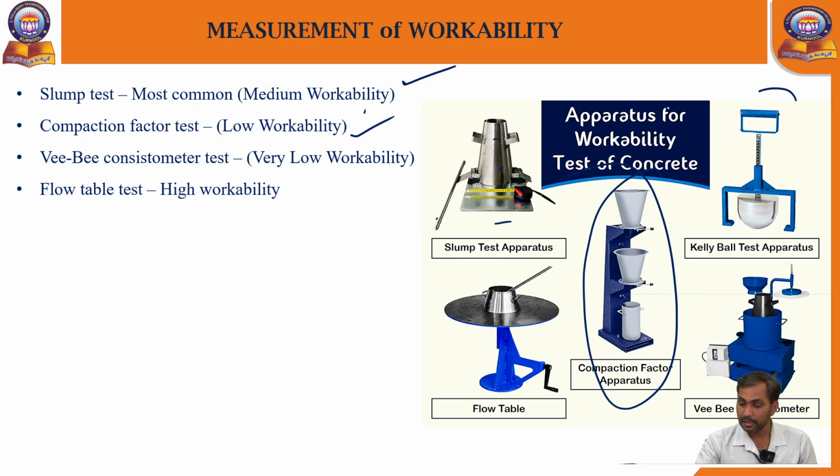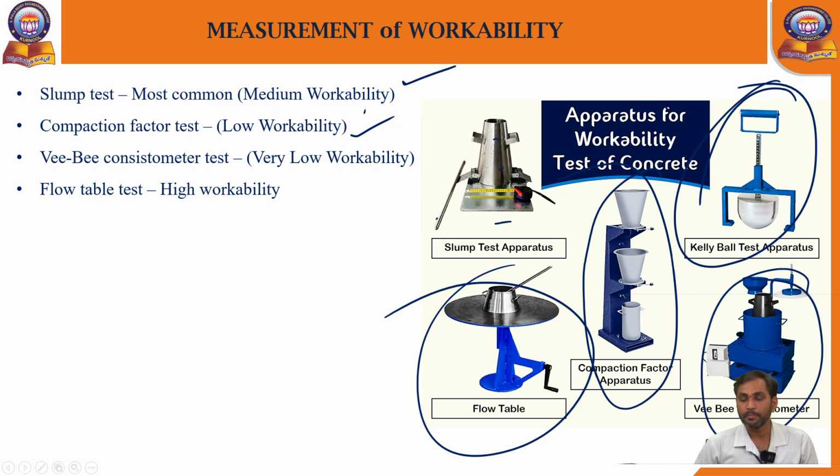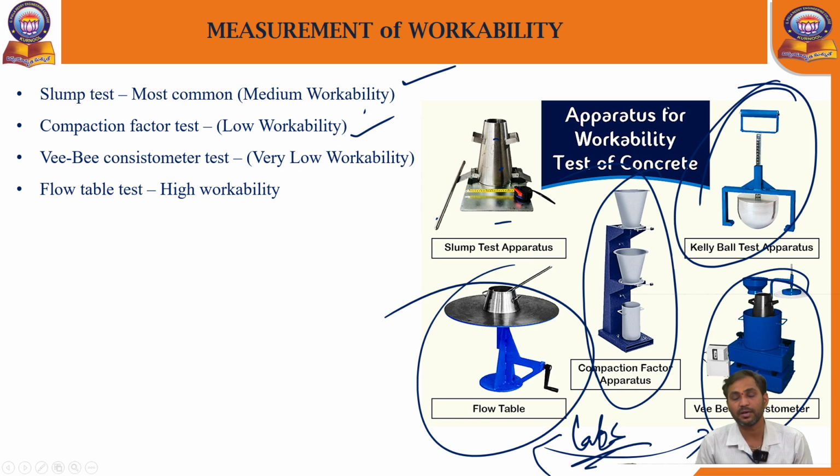Next, the Kelly ball test. This Kelly ball test apparatus we can easily carry in the lab and also in the field. Next, the flow table test apparatus and the VB consistometer apparatus. These two apparatus are available only in labs. Why? Because these are very large apparatus that we can't easily carry to the field areas.